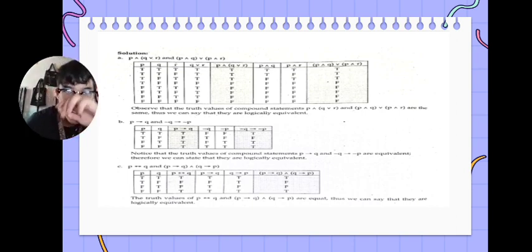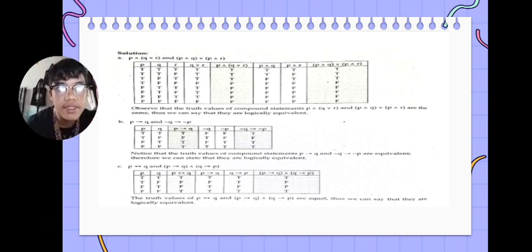Then for Q or R. If Q is true, and R is true, then Q or R is true. If Q is false and R is true, then Q or R is true. It is the same with R: if one statement is true, then Q or R is true.